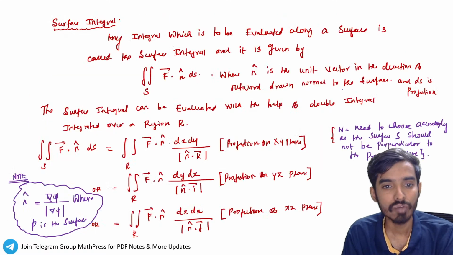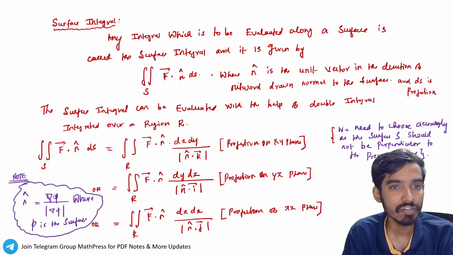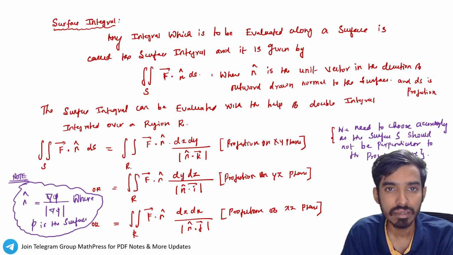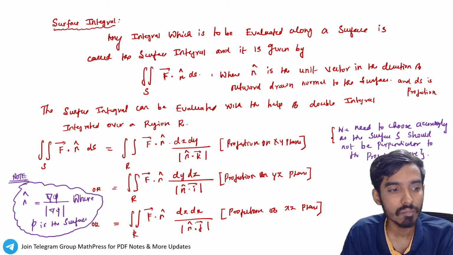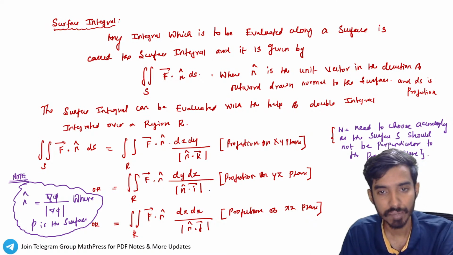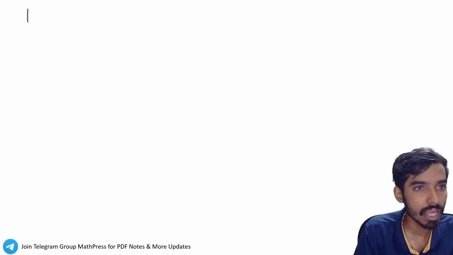Okay. So as of now, what we have seen is we have introduced the definition of a surface integral, that is double integral over S of f vector dot n cap ds. This can be evaluated over a region R by using a double integral. So you need to choose ds accordingly. So ds is dx dy by modulus of n cap dot k, or dy dz by modulus of n cap dot i, or dz dx divided by modulus of n cap dot j. So you need to choose this accordingly, right? Okay. And what is n cap? n cap is del phi by modulus of del phi, where phi is the given surface. Right? So we'll straight away get into the problem.